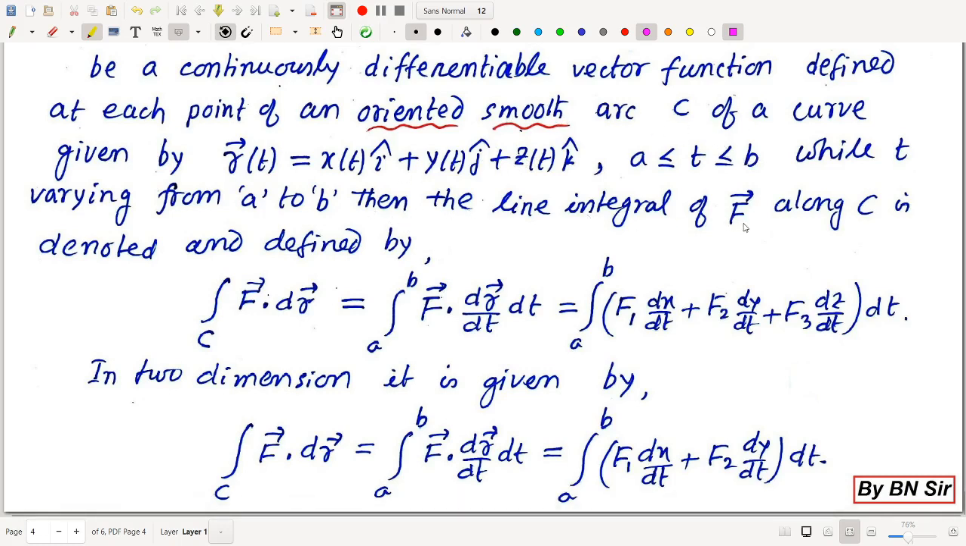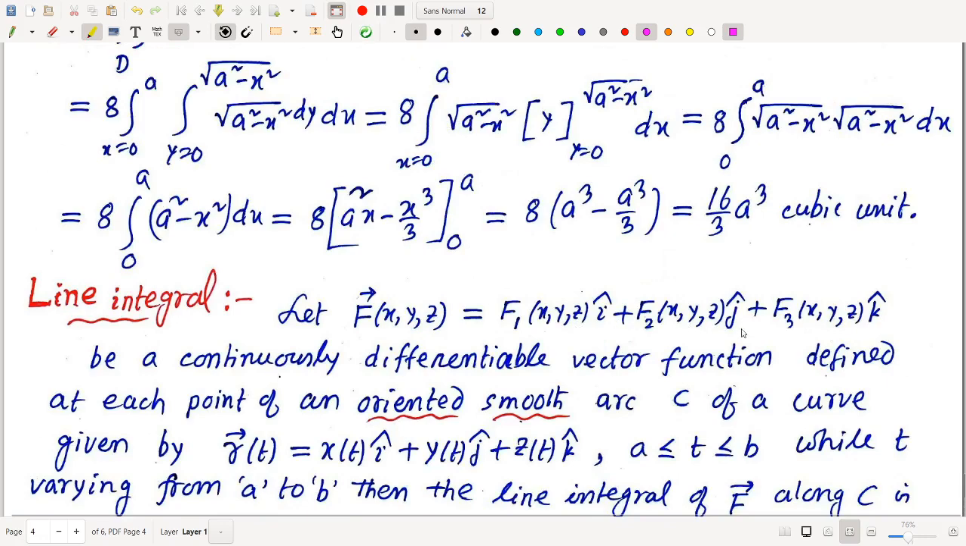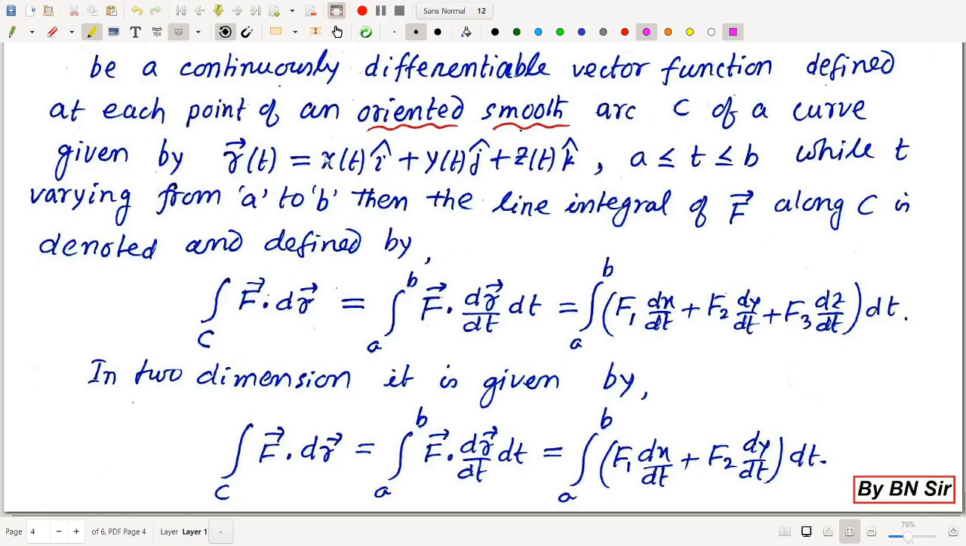Then the line integral of this vector function F bar along this arc C is denoted and defined by the symbol, integration over the arc C of F vector dot dr vector. How is it calculated? Integration from a to b of F vector dot dr vector by dt times dt. Here dr vector is dr vector by dt times dt, and F vector is F1 i cap plus F2 j cap plus F3 k cap, and dr bar by dt will be dx by dt i cap, dy by dt j cap, dz by dt k cap.